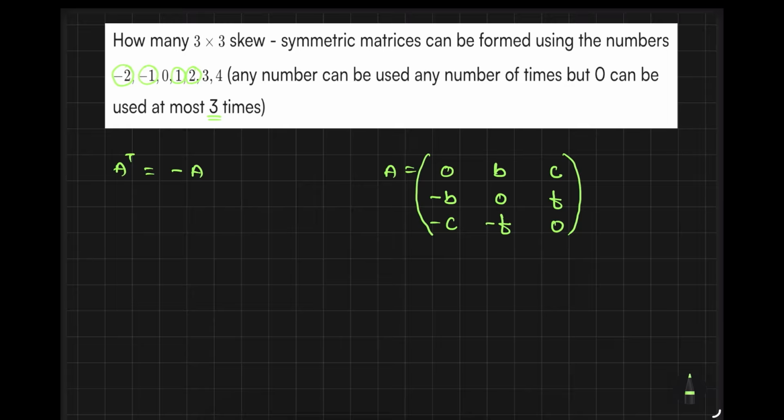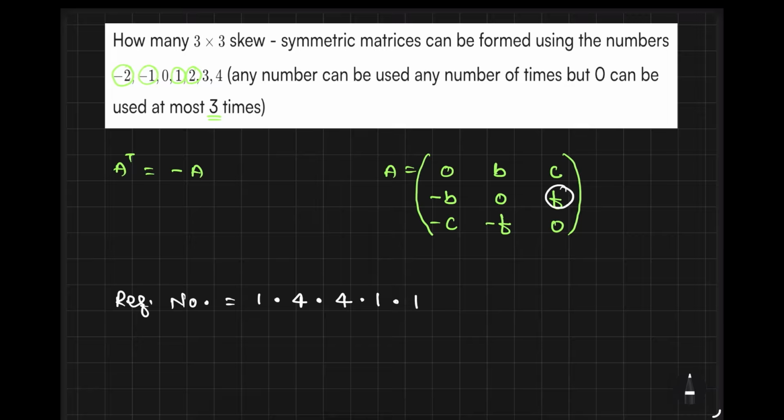Now let's go with the required number. In this place you have no choice but to fill 0, so one choice. In this place you have four choices. In this place you have four choices. In this place you have only one choice, the negative of this, so it is 1. In this place you have one choice, that is 1.